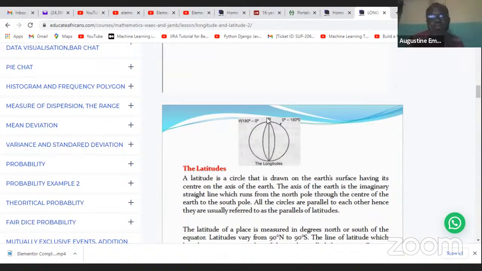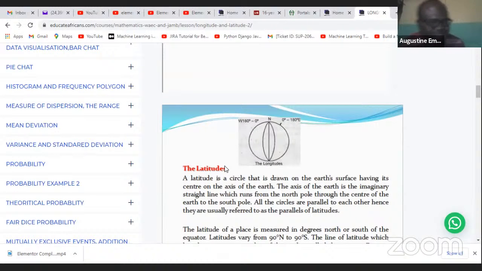So take note, this will help you when you're doing your calculation so that you don't make mistakes. This is north, this is south. So to the east, 0 to 180, to the west, 0 to 180. Take note. Now let's look at latitudes. We've already known what latitudes are, but let's also look at the documentation.